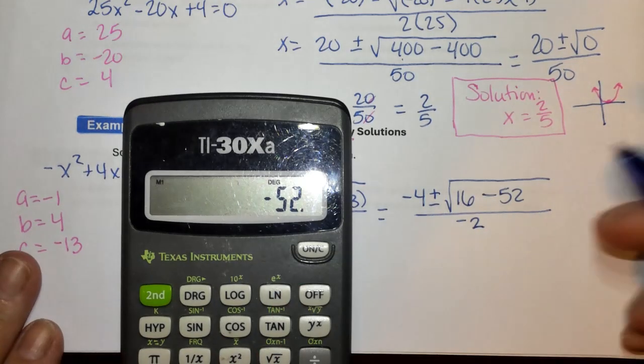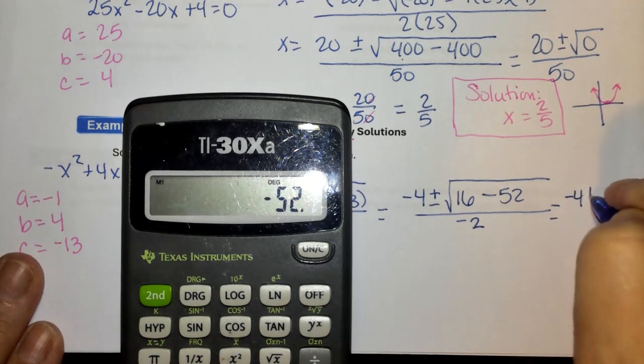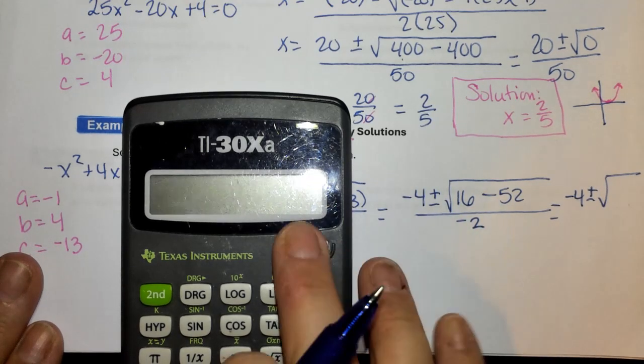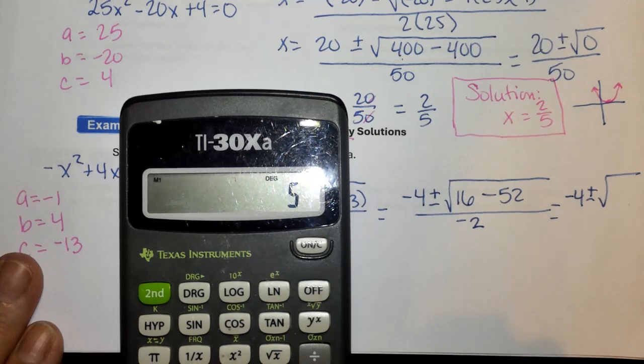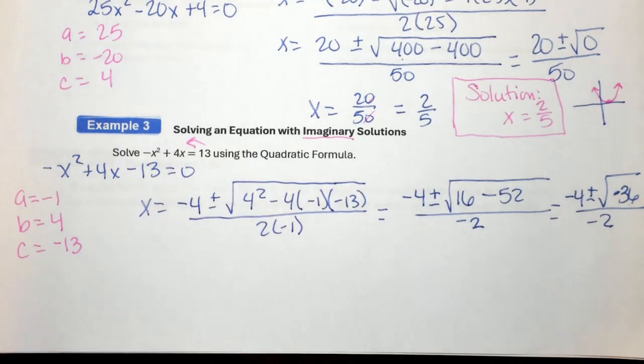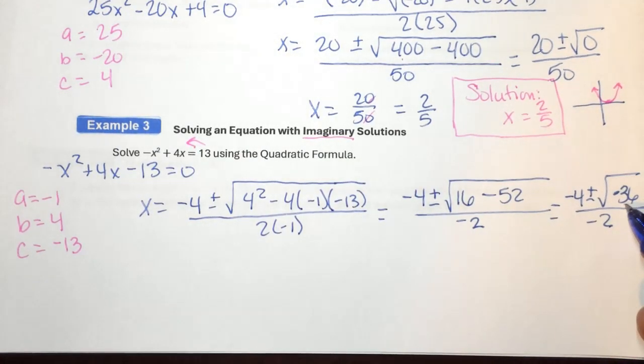So now we want to simplify even further. What is 16 minus 52? That gives us negative 36 over negative 2. So here is where our imaginary number comes into play. So remember, if you have a square root of a negative number, your answer is i. And then what is the square root of 36? If you said 6, you are correct.